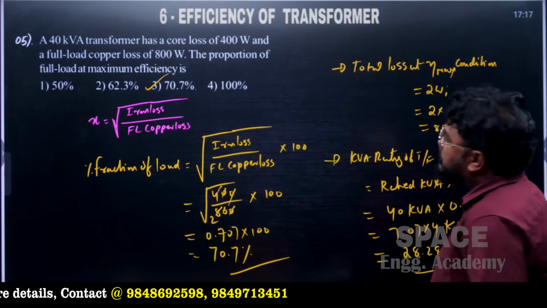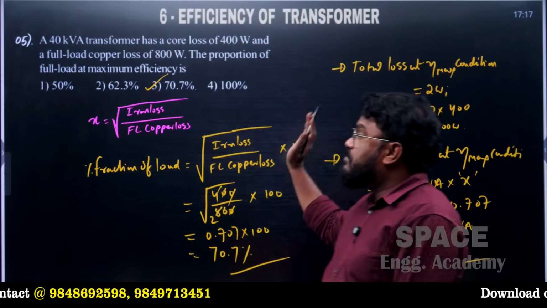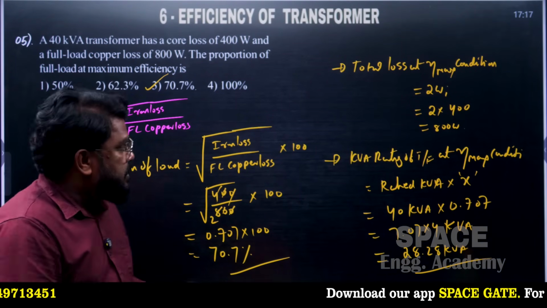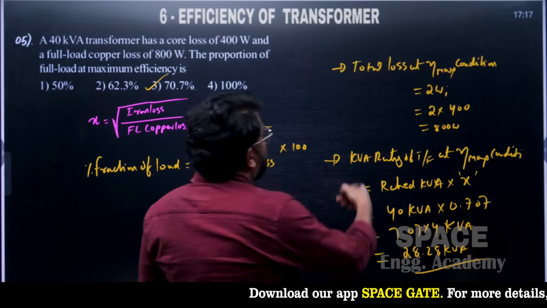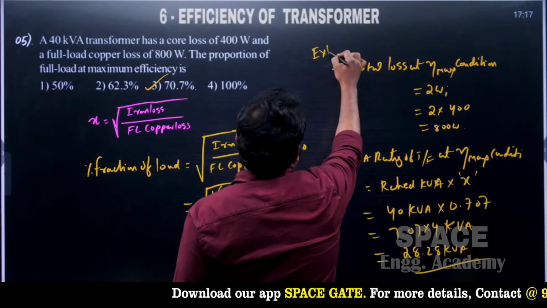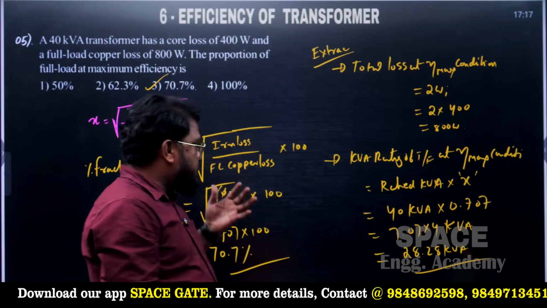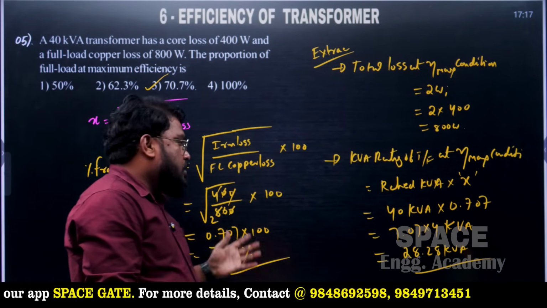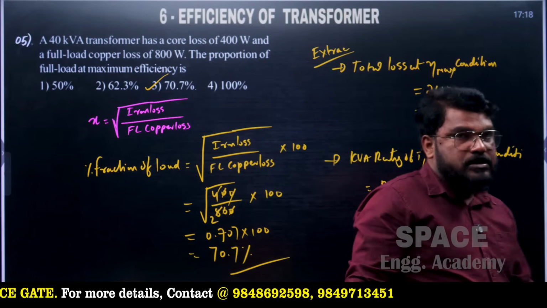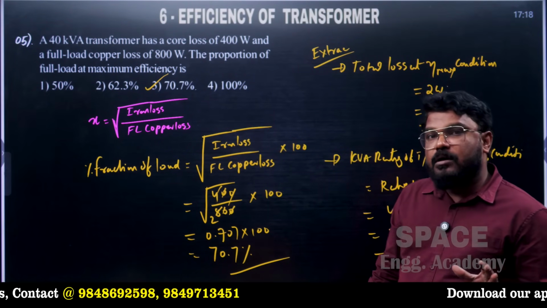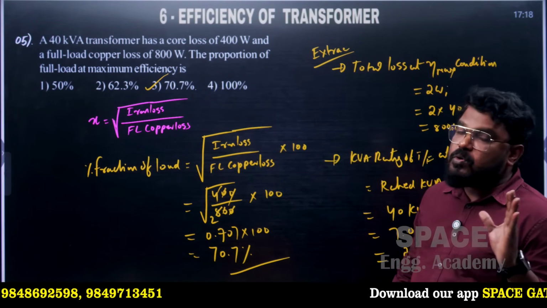So this type of question you can expect from the same data. This is only for the fraction of the load at which maximum efficiency condition occurs. But sometimes extra questions can be asked from this data, of this type: total losses at maximum efficiency condition, kVA rating of transformer at maximum efficiency condition. Okay. So this was the discussion about concepts through questions.